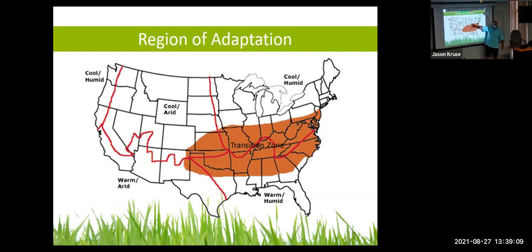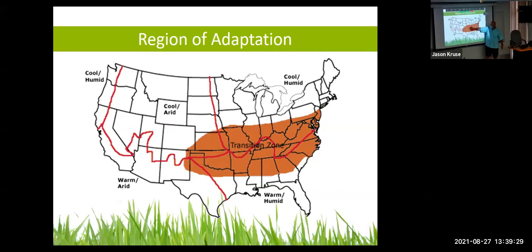Then we've got warm and arid down here in the southwest, warm and humid down here, cool and humid up here. And then we've got this beautiful orange area in the middle of the country called the transition zone. I mentioned the transition zone a little bit, either Monday or Wednesday. This part of the country, from a climatic standpoint, is too cold for warm season grasses to do really well, and too warm for the cool season grasses to do well.